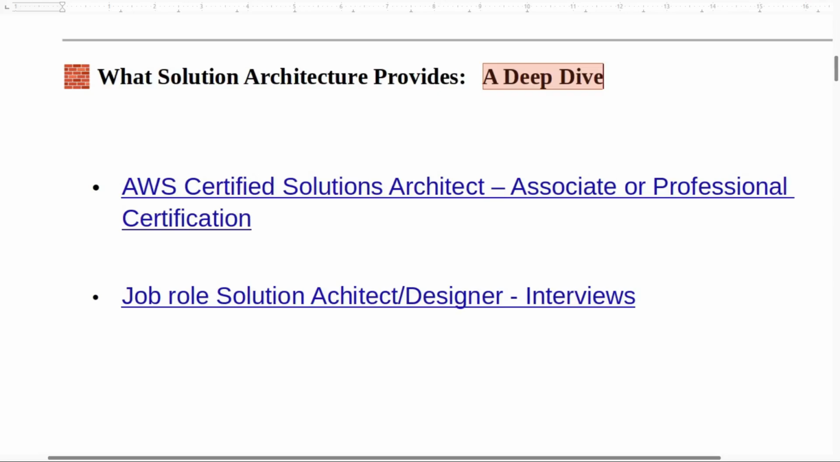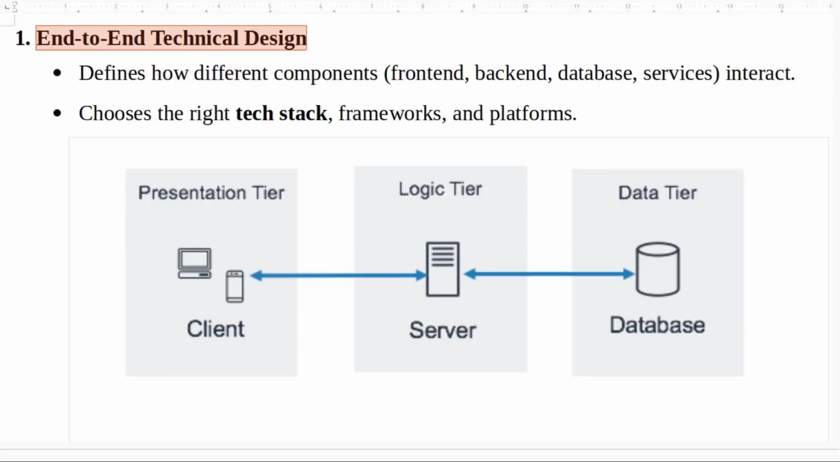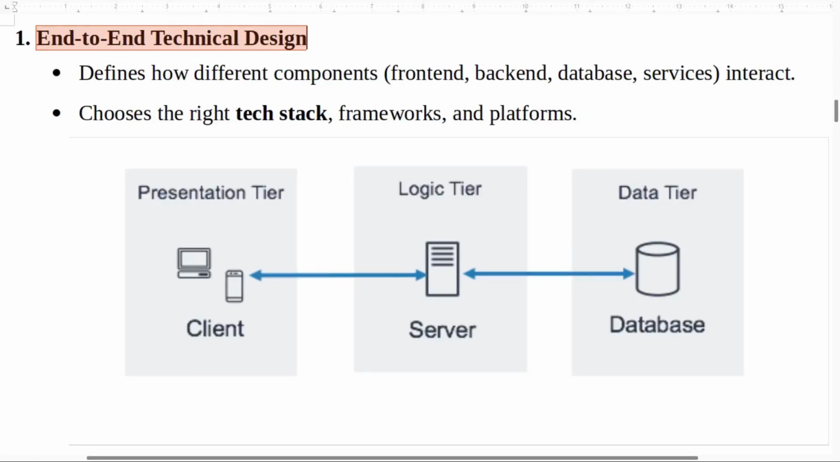The first responsibility of a solution architect is to provide the end-to-end technical design of the application. As part of this, the different components as well as their interaction patterns have to be detailed by the architect. The architect also has to choose the right tech stack, the frameworks and the platforms on which to implement these. I will explain these activities in detail next.